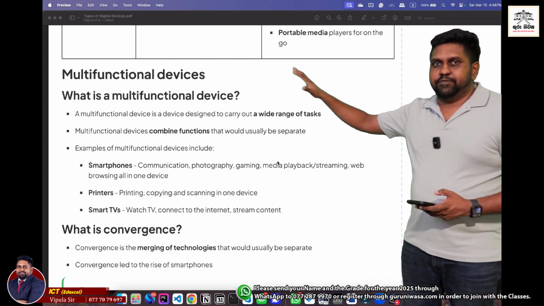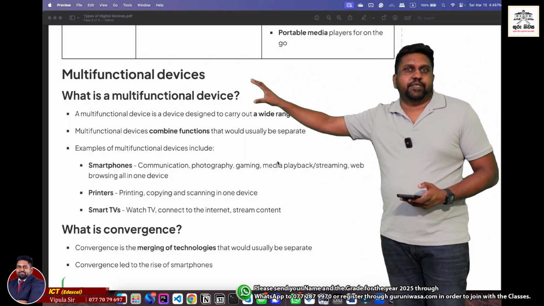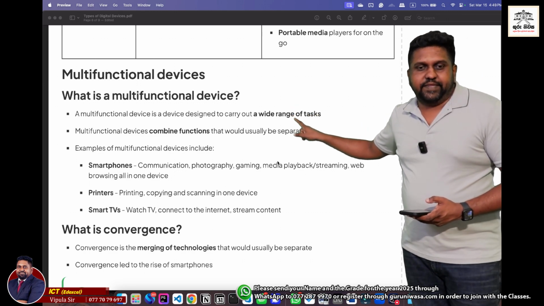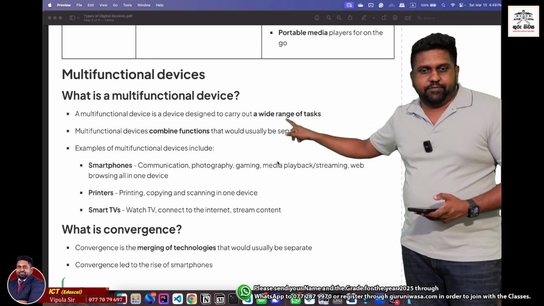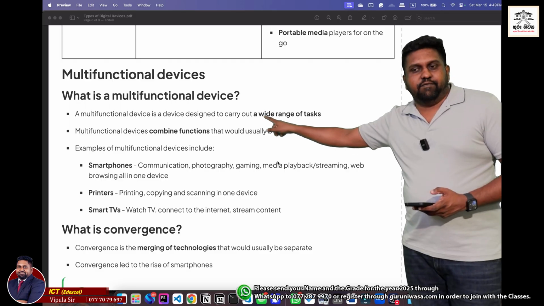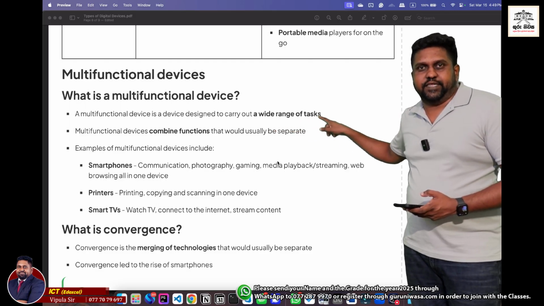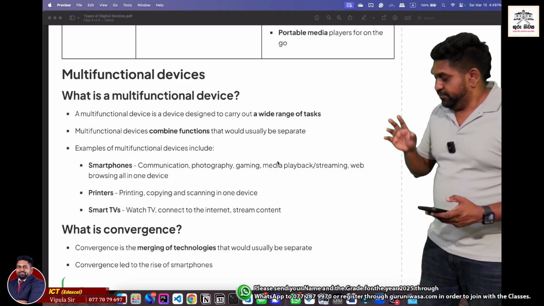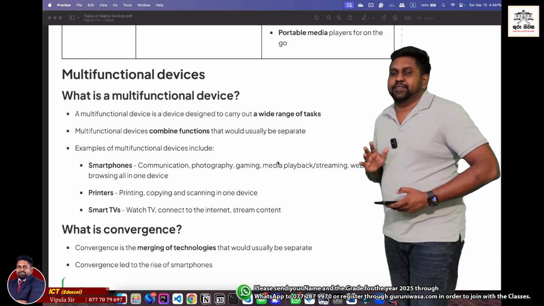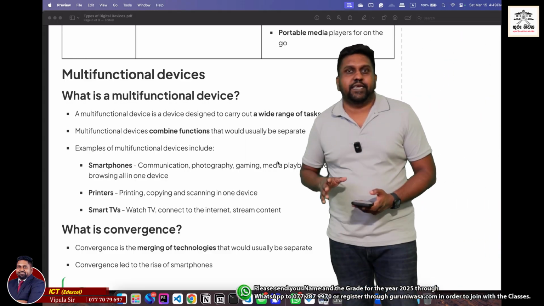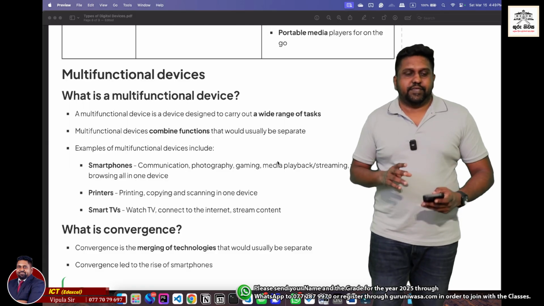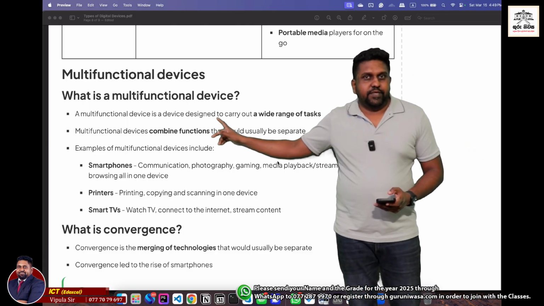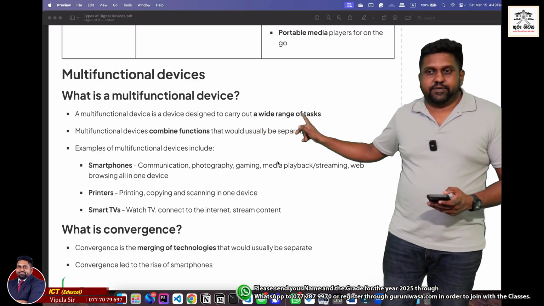When it comes to a multifunctional device, you just need to remember this particular keyword. A multifunctional device is a device designed to carry out a wide range of tasks. This is the keyword which you must write. Please do highlight that part. If you get the question, what is a multifunctional device, this keyword is extremely important.